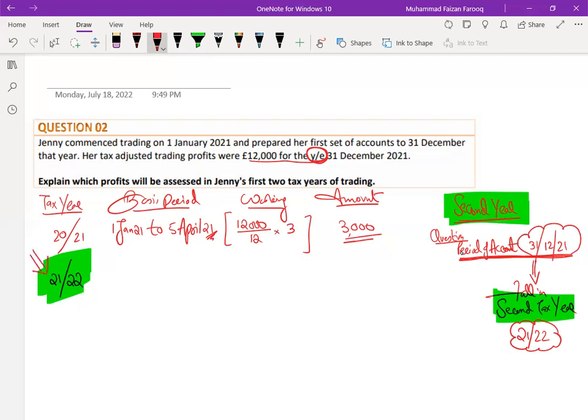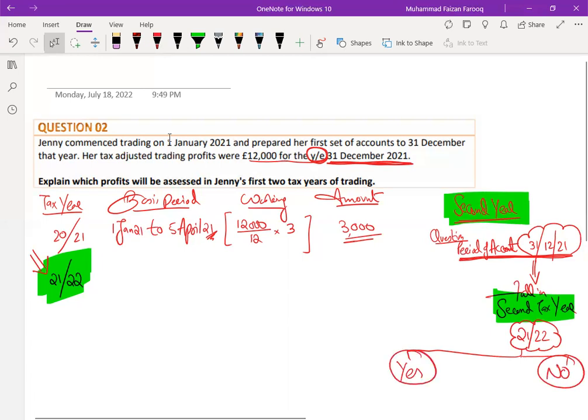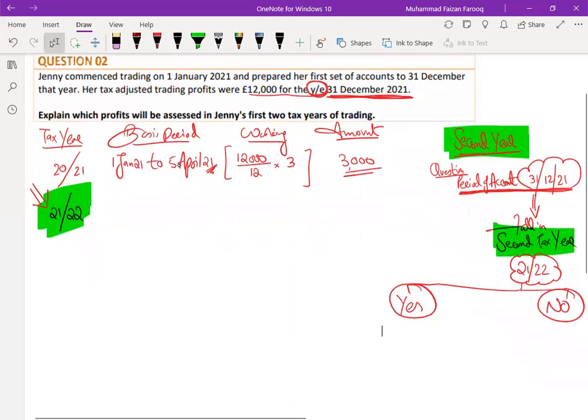So my question is: this specific date, 31st December 21, does this day fall in the tax year 21-22? What is your answer? Is it yes or no? Yes. Your answer is yes. So, if your answer is yes, fine.